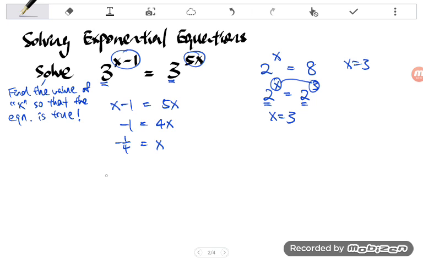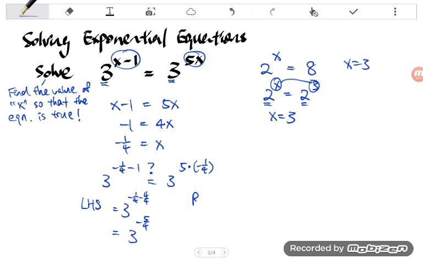And if I substitute this into my equation, I'll get 3 to the power of negative 1/4 minus 1. We'll see if this is going to be the same as 3 to the power of 5 multiplied by negative 1/4. So negative 1/4 minus 1 gives me negative 1/4 minus 4 over 4, and that gives us 3 to the power of negative 5 over 4. Okay, so that's the left hand side.